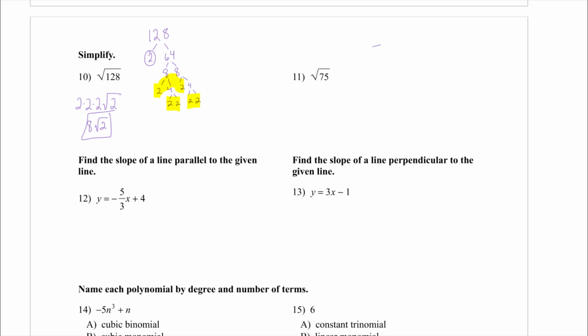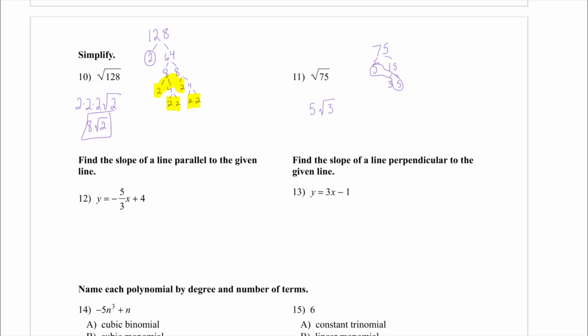75 is going to end up being a little easier than that, I think. 5 goes into it 15 times, and 15 splits to 3 and 5. So we've got a pair of 5's, which puts a 5 on the outside, and a 3 left over to go on the inside.